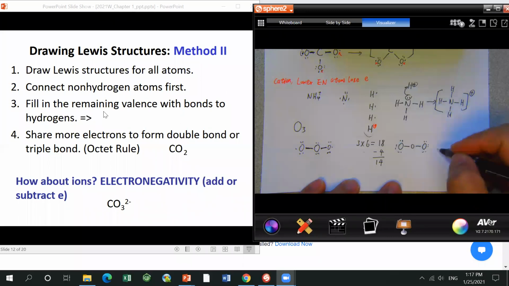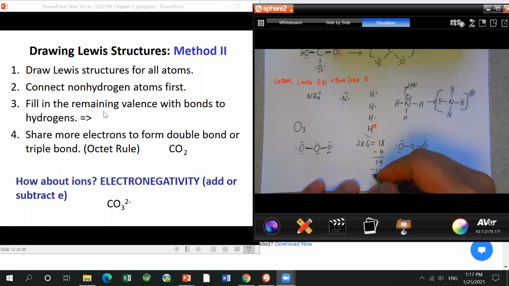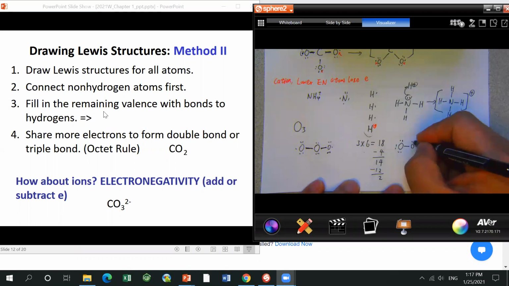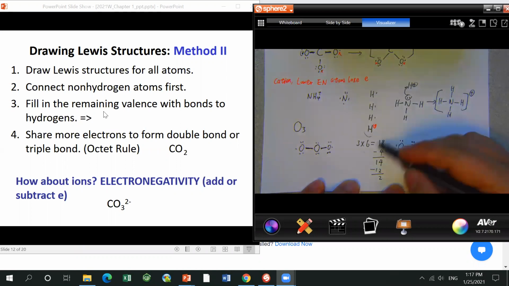So the two outside oxygens pick up 12 valence electrons, 12 electrons, and each has 6. Then the last two you put on the middle oxygen. So we have used up all the electrons.